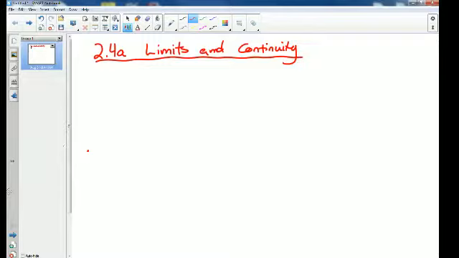Do you remember what a continuous function is? It's a circle. It's not a circle. A circle's not a function, but it is continuous. Okay, so let's talk through this then.